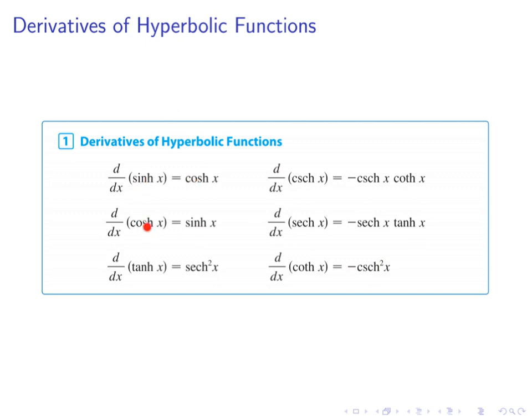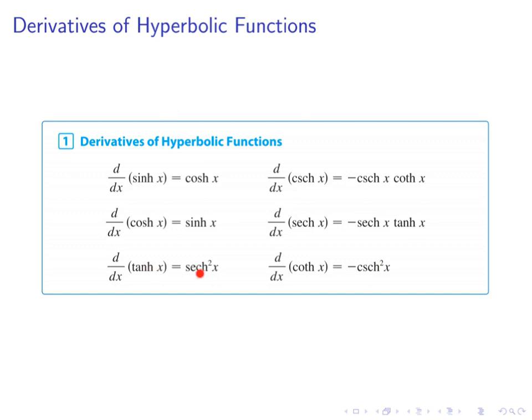It's a little bit different for cosh. Look at that: the derivative of cosh is positive sinh. It's not negative sinh. The derivative of cosine is negative sine, but there's no negative sign here. That's going to be your cross to bear, the hardest thing to remember about hyperbolic functions: when you take the derivative of cosh, it's not negative sinh, it's just sinh. And then everything else is the same.